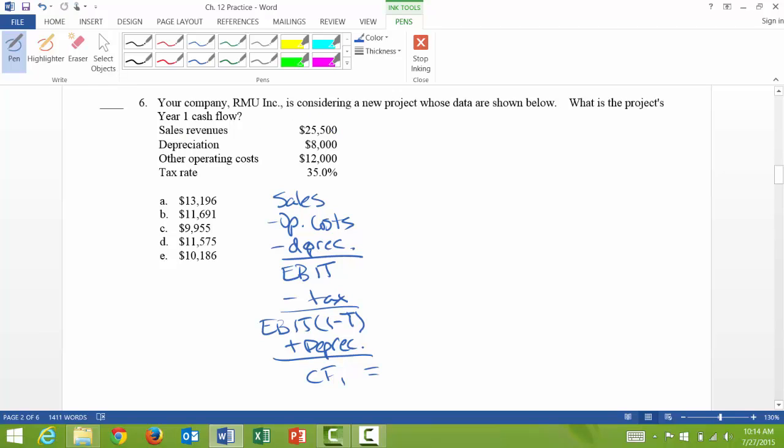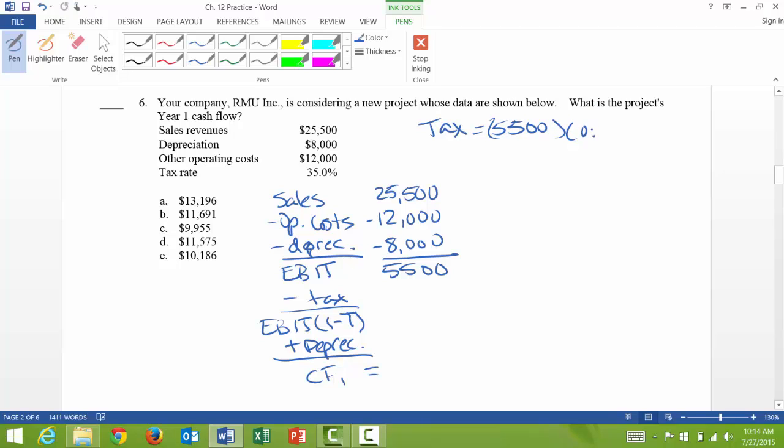So they've given us sales revenues of 25,500. Operating costs were right here, 12,000. So I'm going to subtract that, and depreciation was 8,000. So I'll subtract that. And if I subtract those two, I get an earnings before interest and tax of 5,500. And then to figure out my tax, I'm going to go up here and multiply 5,500 times the tax rate of 35%.